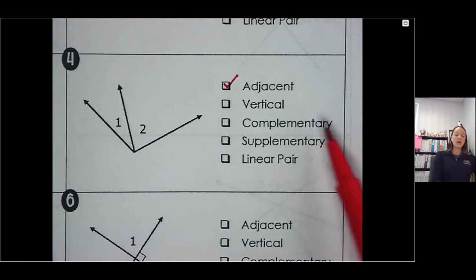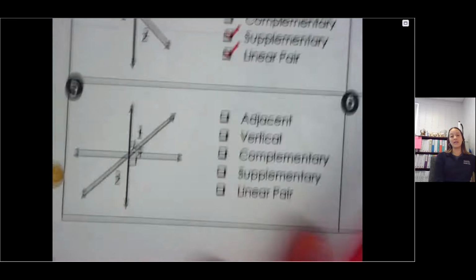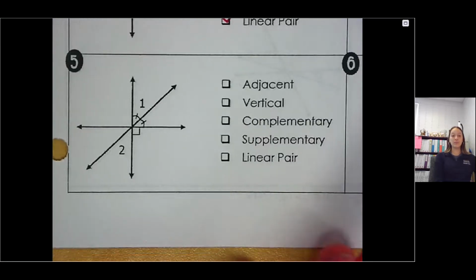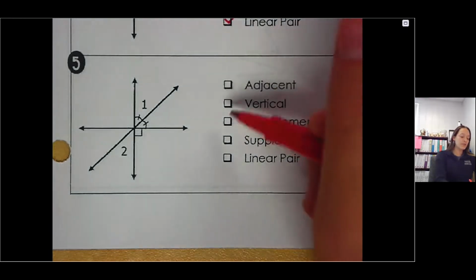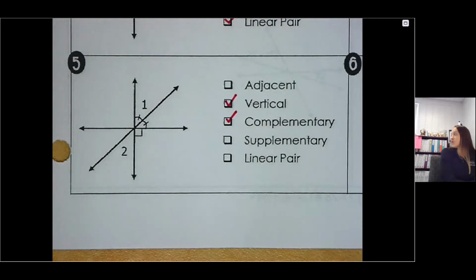Right, because we don't know if they're complementary, right? We can't tell if that's 90 degrees. So you're not allowed to assume in geometry anything unless it's marked for you. Okay, not gonna lie, number 5 is tricky. Olivia, what do you think? It is in fact vertical and complementary. Now, vertical is easy peasy, right? Because they're across from each other.